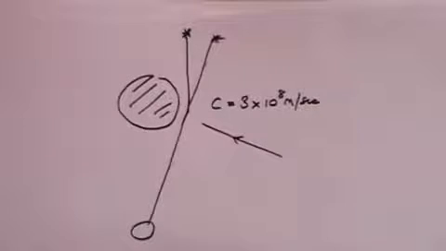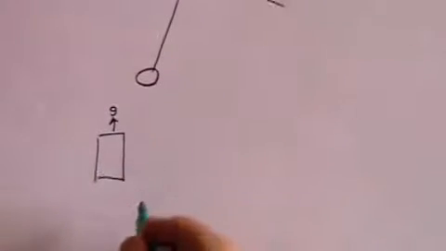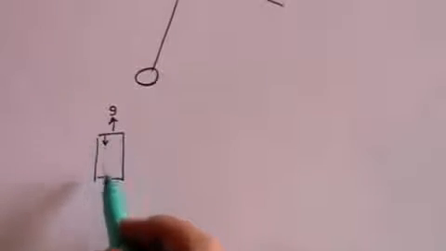Let's consider our rocket again. Here is our rocket, accelerating at g, and inside it we emit a beam of light from the top of the rocket. Now, will that light reach this point here?